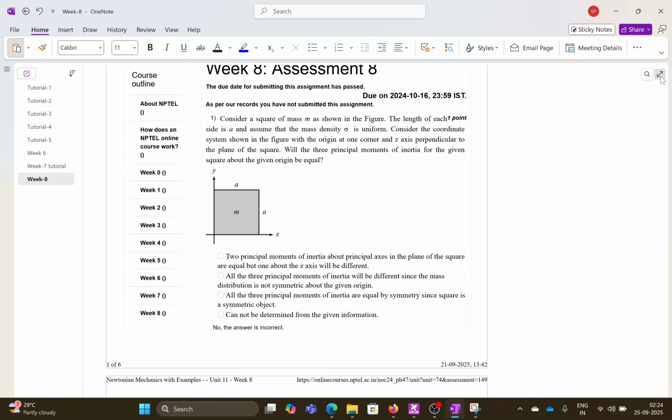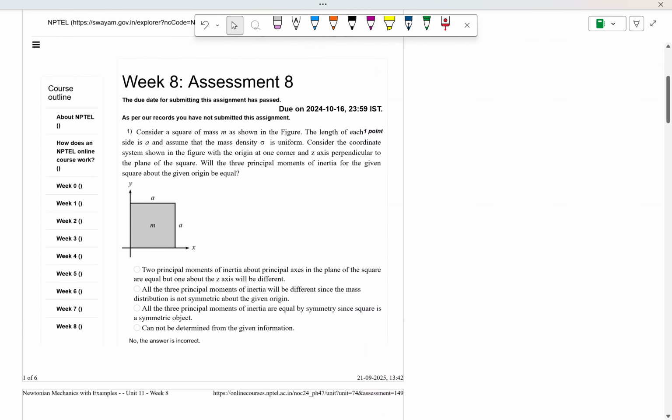Okay, so week 8 tutorial assignment question number 1 is: consider a square of mass m as shown in the figure. The length of each side is a, and assume that the mass density is uniform, that is, the surface mass density is sigma.